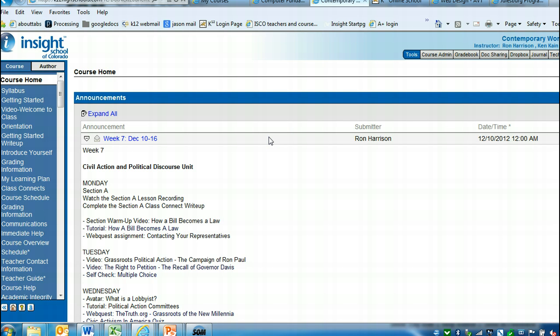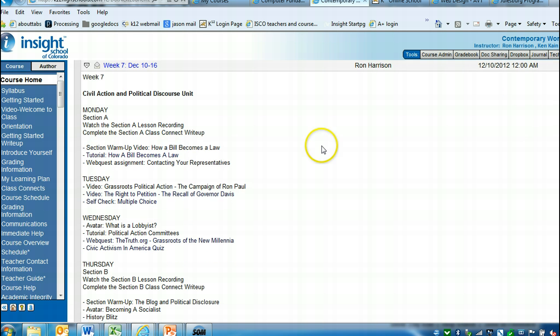Welcome to week 7, December 10th through 16th. And this week we start the Civil Action and Political Discourse unit. In this unit, we're going to talk about how people in communities and groups in communities make a difference in their society. So you see that for this week, we have Section A.